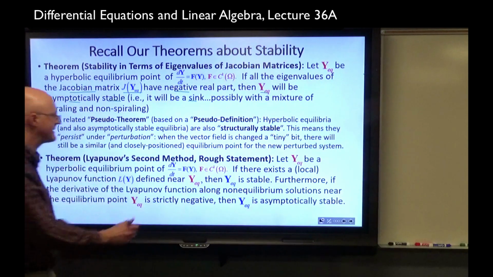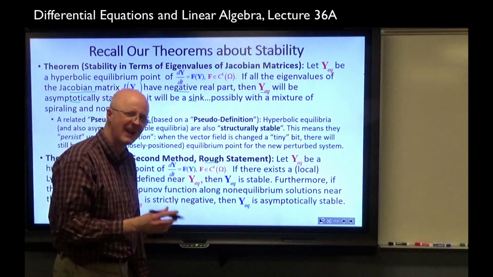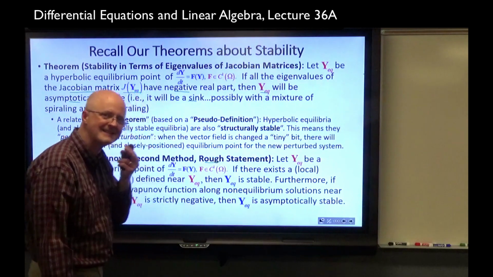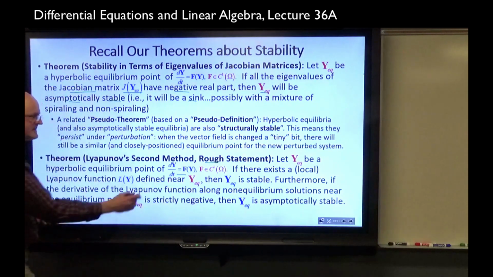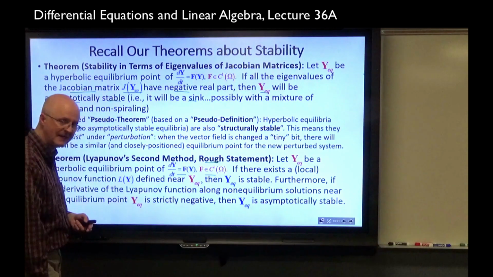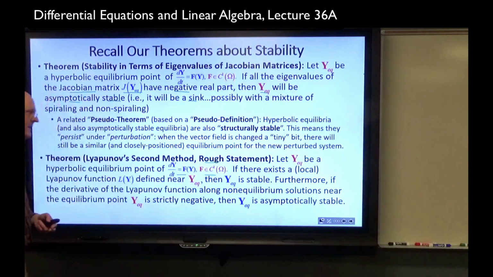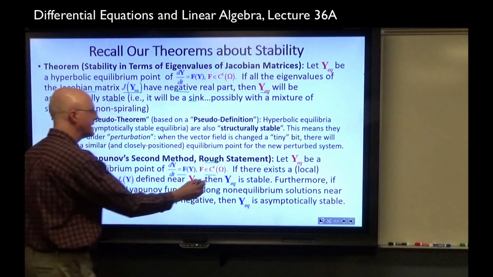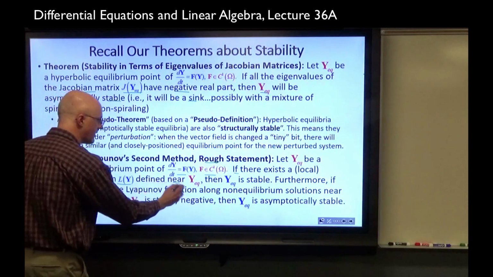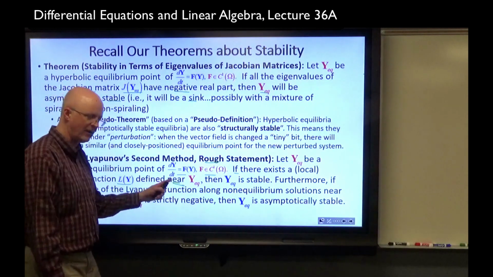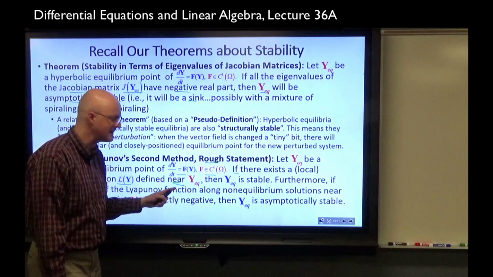This is a rough statement. It's not a precise statement. It's not really a theorem as stated, okay, because it's not precise enough. I'll point out where it's not precise. Let y(q) be a hyperbolic equilibrium point of this nonlinear system, where f is a nice function, essentially is what that means, on some domain, capital omega. Then, I'm assuming, if there exists a local Lyapunov function, L of y, defined near this point, that's a vague word. That's part of why this is not a theorem as stated.